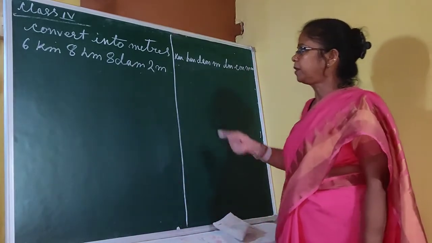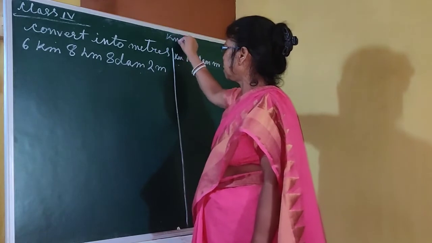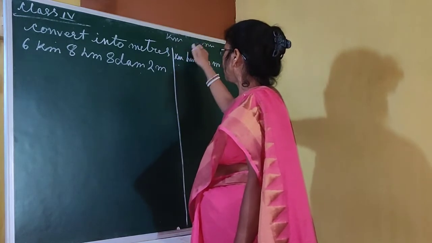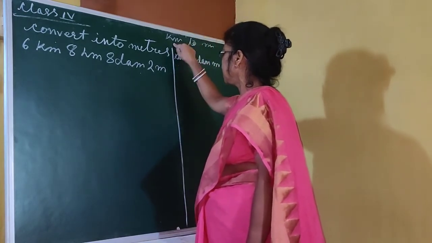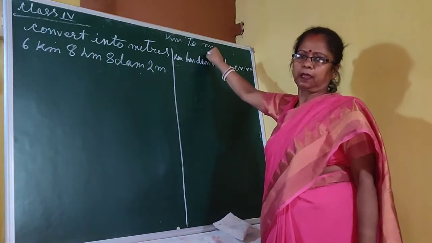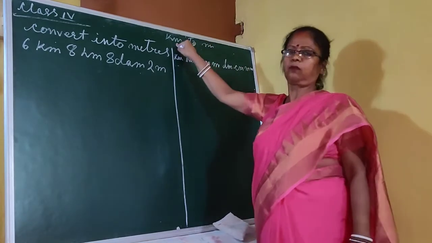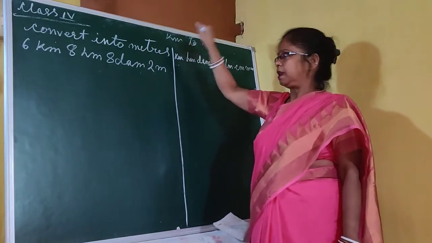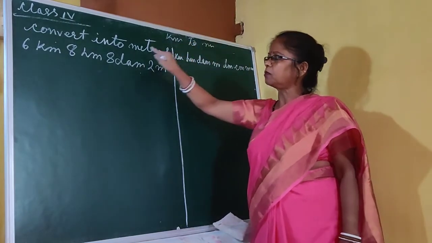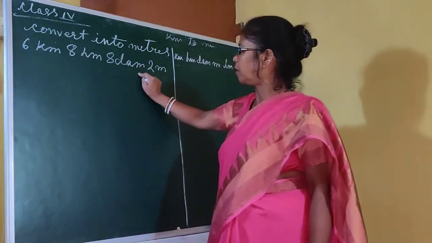Now see, convert into meters. Here first is kilometer, a greater unit. Converting kilometer to meter: kilometer is the bigger unit and meter is the smaller unit, so you have to multiply. Greater to smaller, multiply; smaller to greater, divide. Every conversion, same thing, remember it. So here the question is convert into meter. That means all the terms I have to convert into meter.